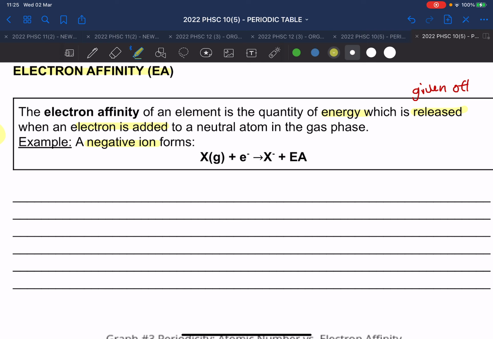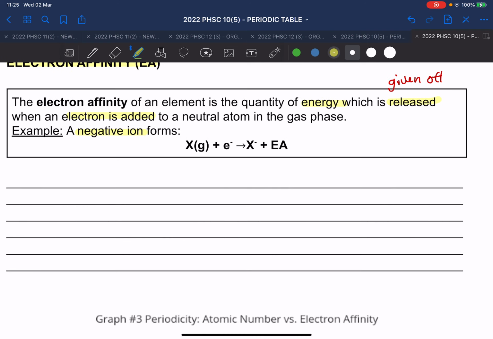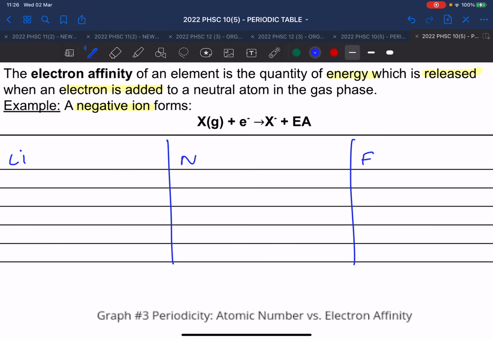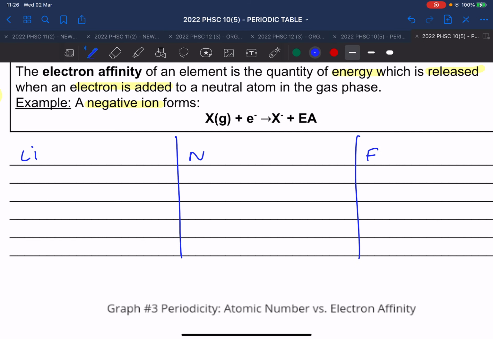We're again going to draw three atoms. We're going to draw lithium, nitrogen, and fluorine. Lithium, nitrogen, and fluorine. They're all in the second energy level.